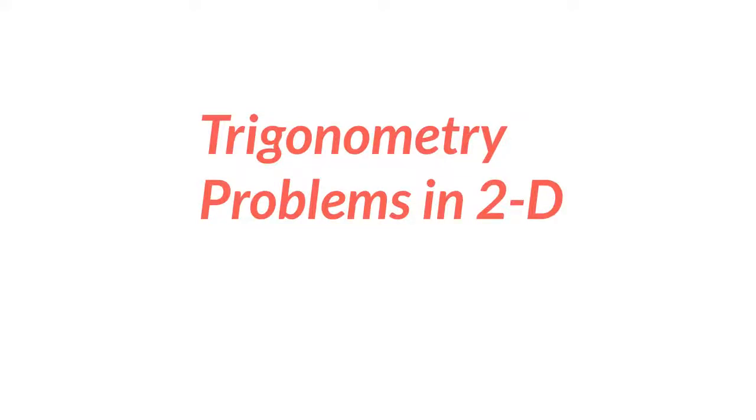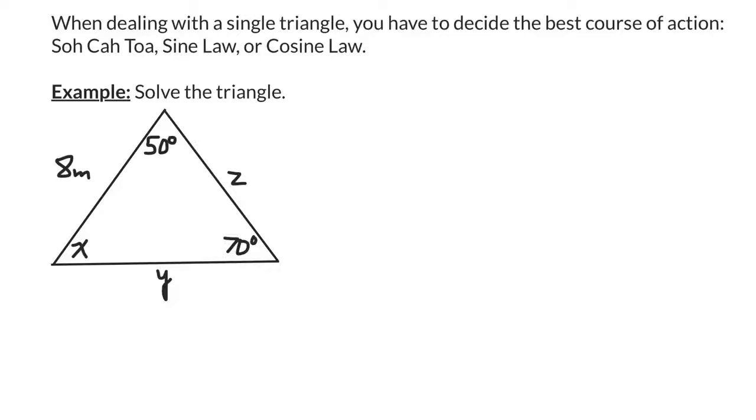Some real-life problems can be solved with trigonometry, and they can sometimes be simplified into two dimensions. When you're working with a single triangle, you have to decide what's the best course of action, and there's really three tools you can use: SOHCAHTOA, the sine law, or the cosine law. In this example, we're going to solve for an angle, x, and two sides, labeled y and z.